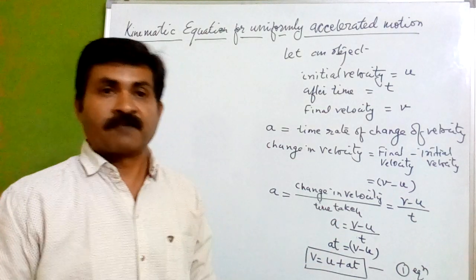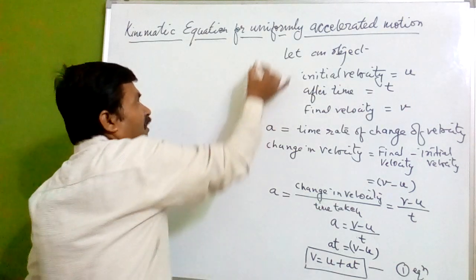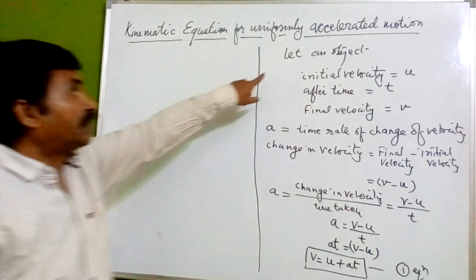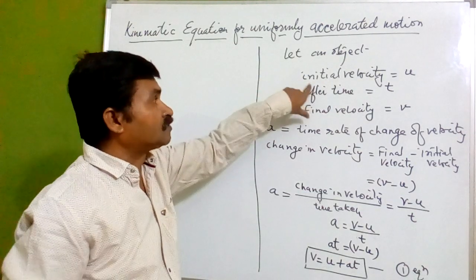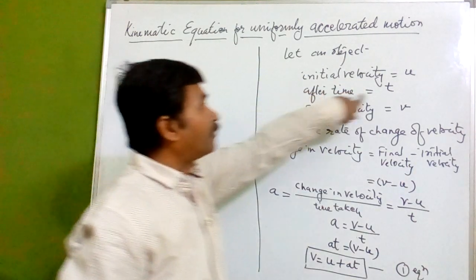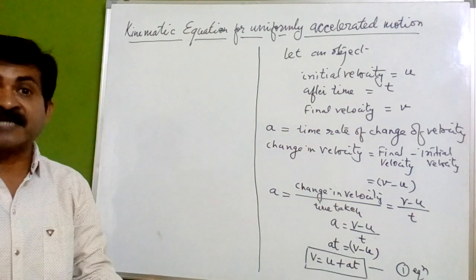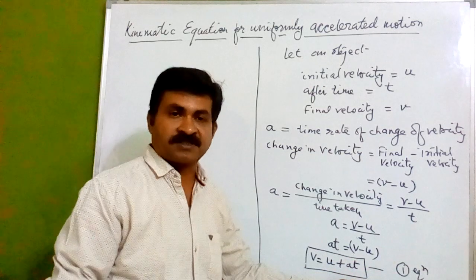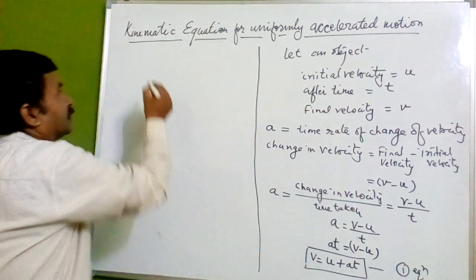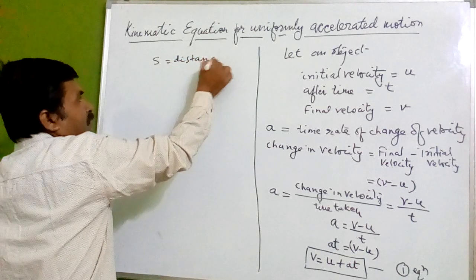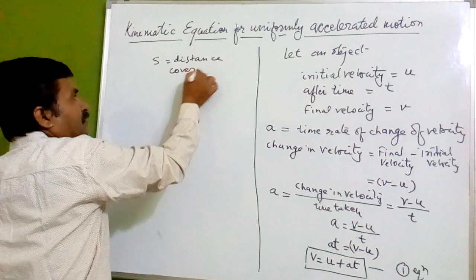Now we will move towards the second equation of motion, which is also simple. We have taken that an object is moving with initial velocity u, after time t has final velocity v. Now how much distance has it covered? It is not mentioned in this equation, so we are assuming the distance covered as s.